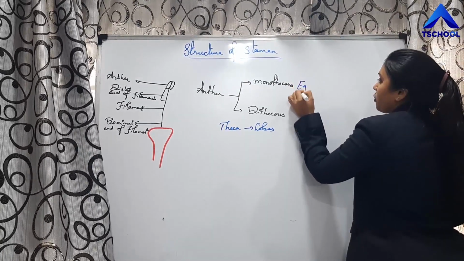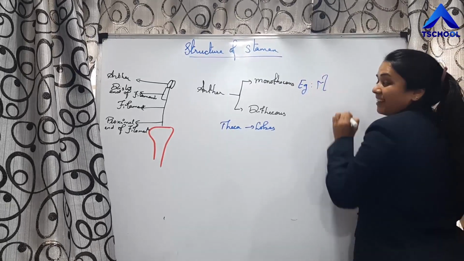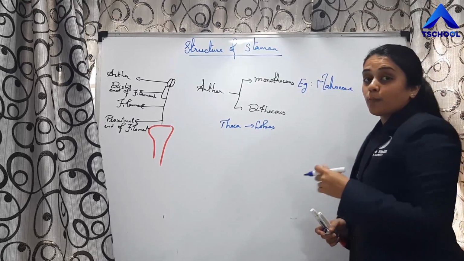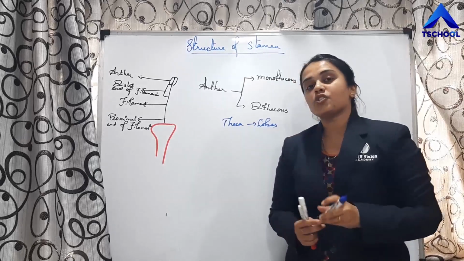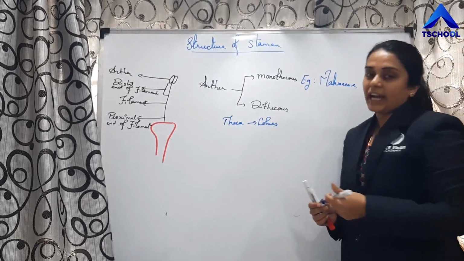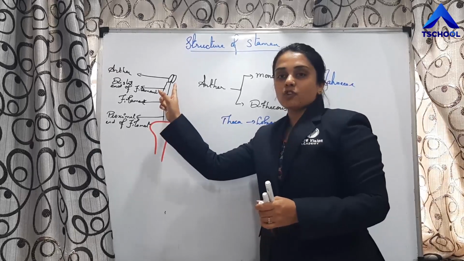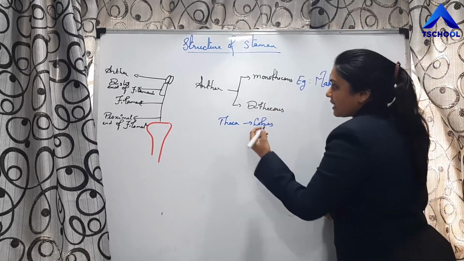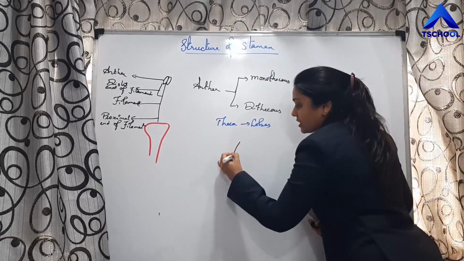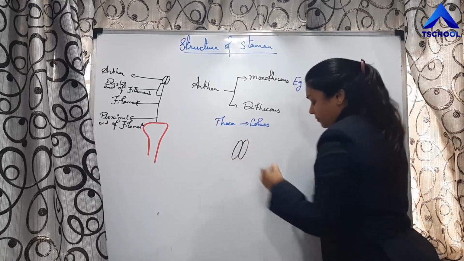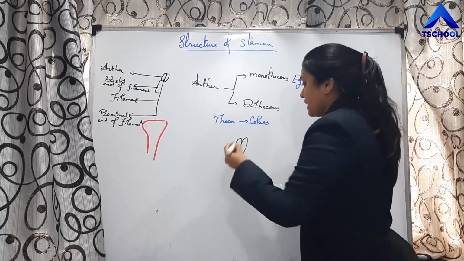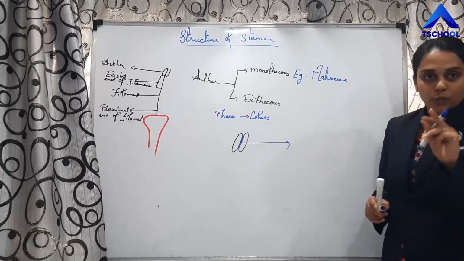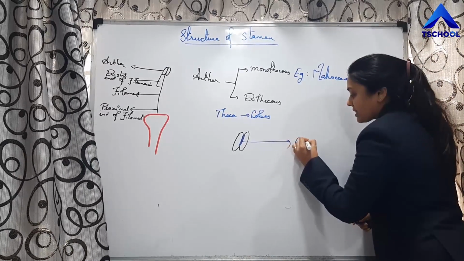An example of monothecous anther is the anthers which belong to the Malvaceae family, and most of the anthers found in angiospermic plants are of the dithecous type. The diagram which we have drawn is also a diagram of a dithecous anther. If we study the diagram of the anther, these are the two thecas of the anther. In between these two thecas there is a connective tissue. This tissue, which is connecting the two thecas of the anther, is called the connective.